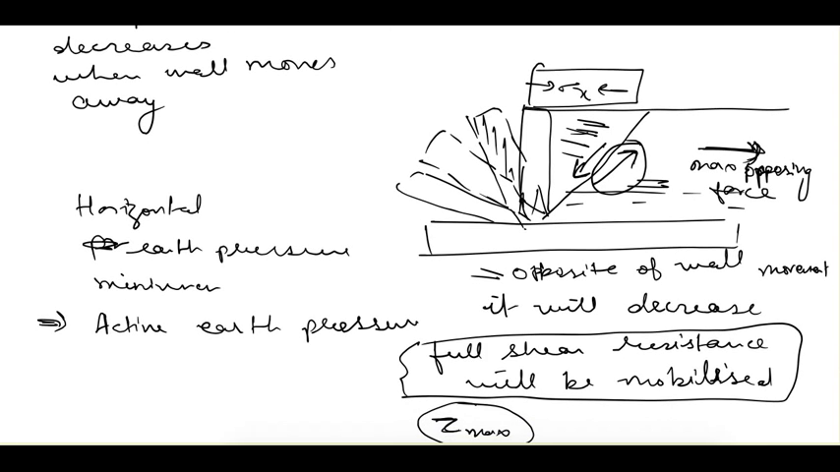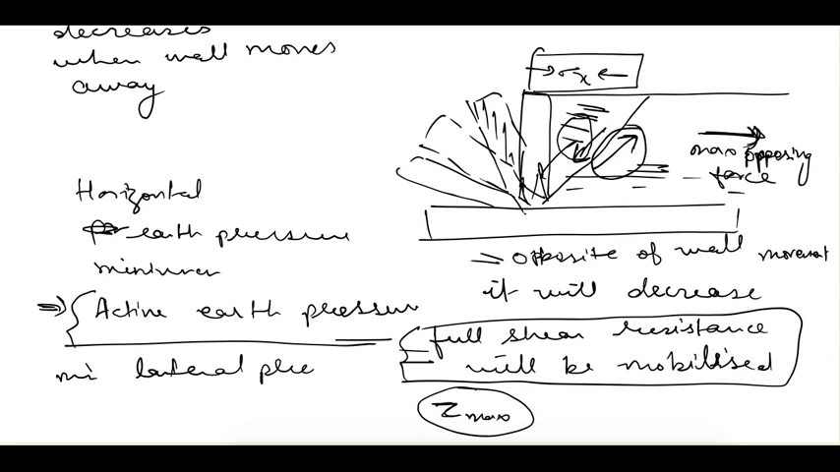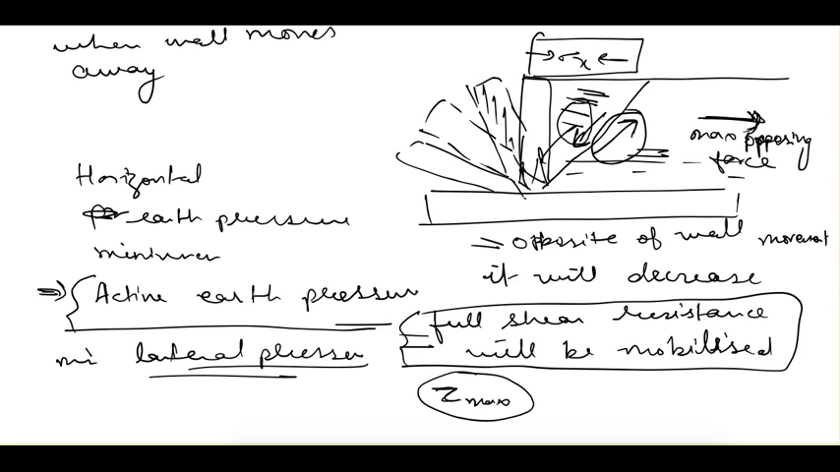After that, if the wall moves further, the soil does not have any more resistance, so this soil mass will simply fall down. So this earth pressure will not decrease further. This is the minimum lateral pressure. It cannot go below that. This is the minimum pressure which will be applied on this wall.